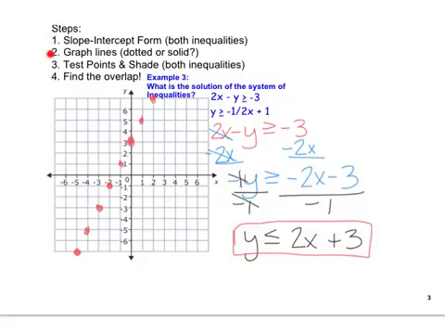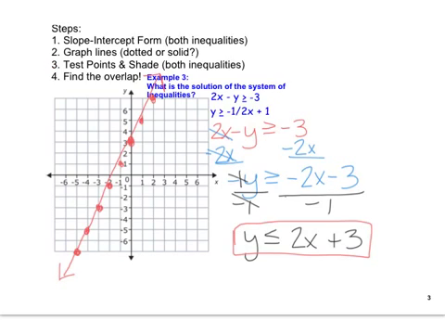Step 2, graph the lines. Consider if these are going to be dotted or solid lines. So this particular line is going to be solid because if I look at my symbol, it's a less than or equal to symbol, and when it has the or equal to, I connect with a solid line. If it did not have the or equal to, this would be a dotted line. Then step 3, I have to use a test point and shade the inequalities.